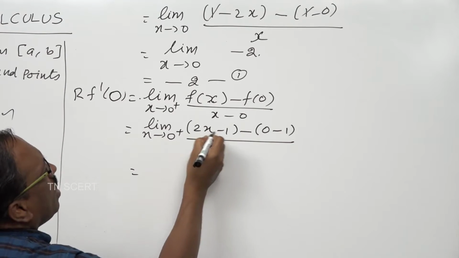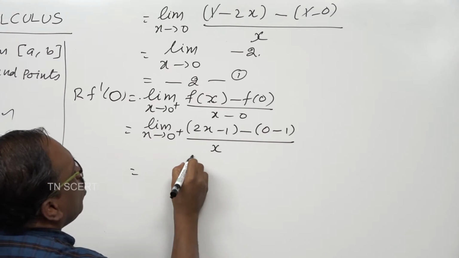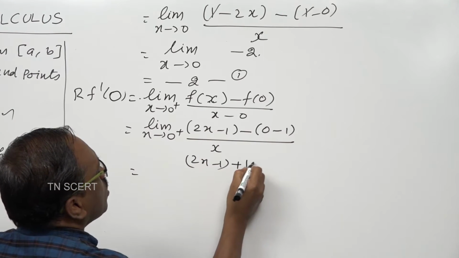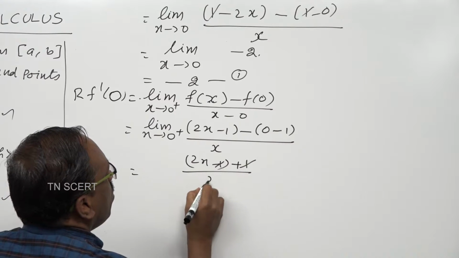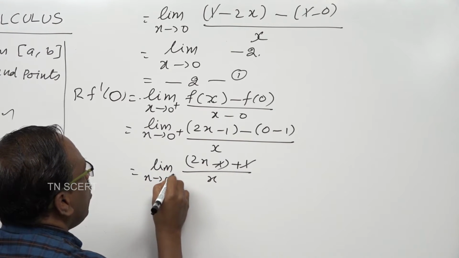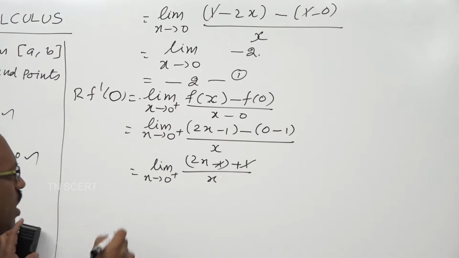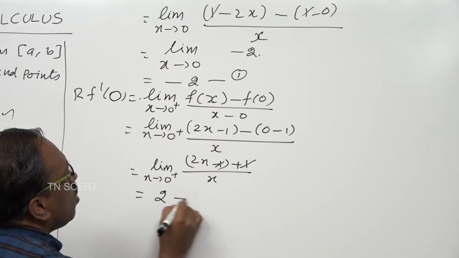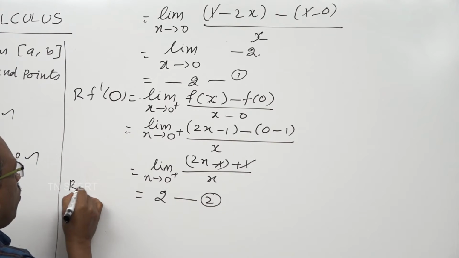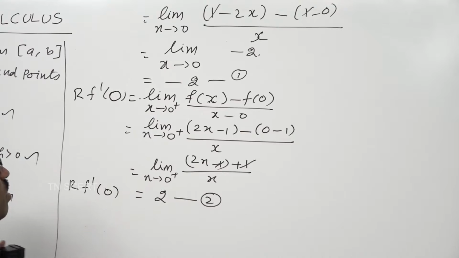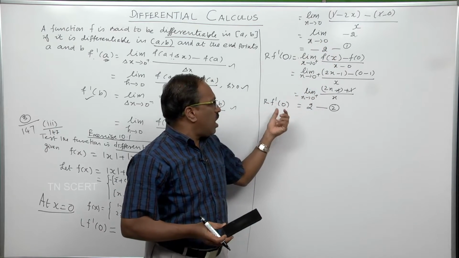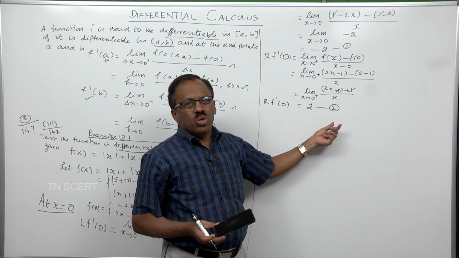Now, we take this here, (2x minus 1 minus (minus 1 plus 1)) whole divided by x, limit x tends to 0 plus. x and x get cancelled, it is 2. So, here it is 2. So, R of f dash of 0. The left limit we carried over is minus 2 and the right limit we got is plus 2.